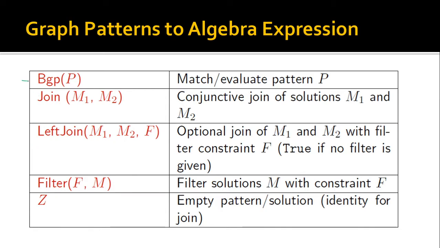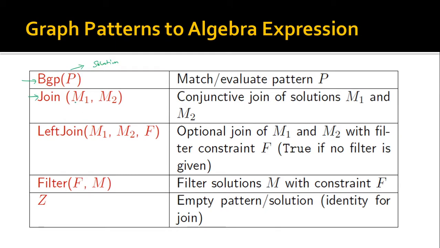So the very basic operator is BGP. So what is P? P is a kind of pattern. So it can be a triple pattern. It can be something else. So this is P is really a set of results that you get out of evaluating a pattern, right? So you are really getting a solution. This solution is really input to your BGP.